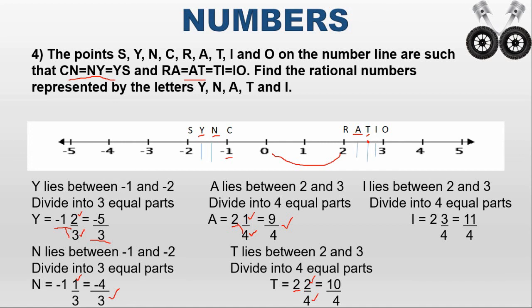So you have to convert this into an improper fraction. So multiply 2 into 4, that is 8. 8 plus 1, 8 plus 2, 10. So 10 by 4. The value for t is 10 by 4.